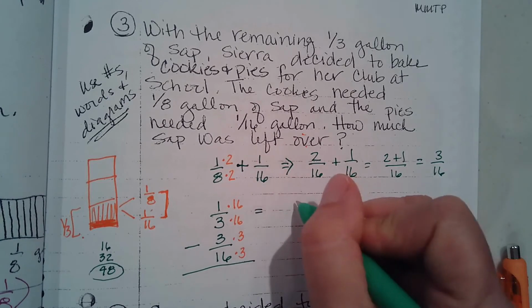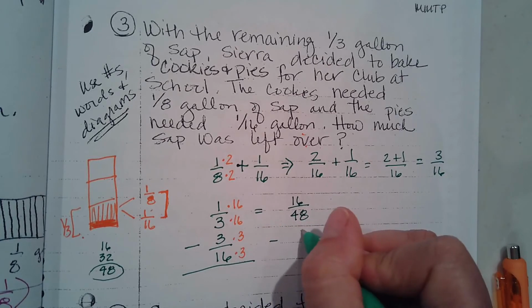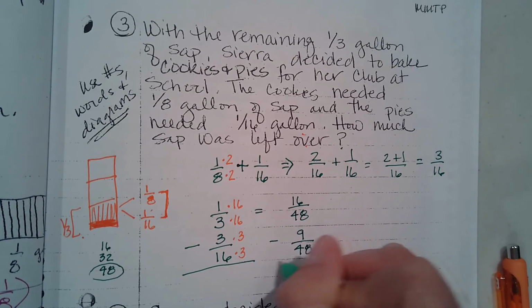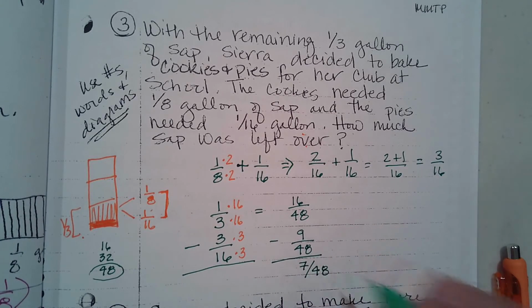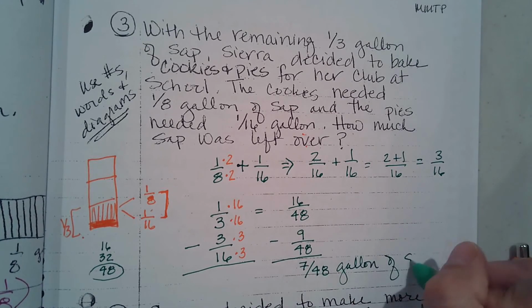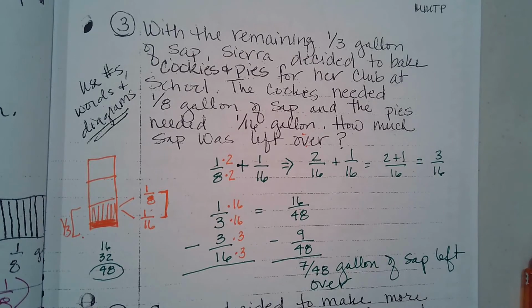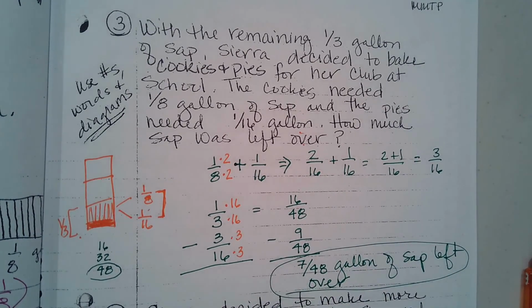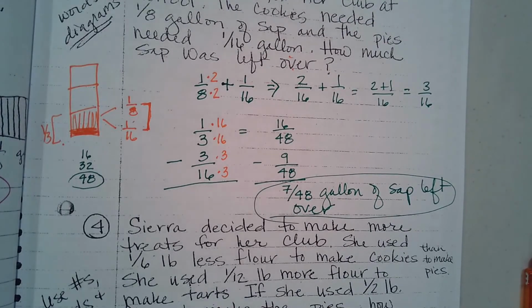So I'm going to pull this out and go 16/48, subtract 9/48. That's going to give me 7/48 of a gallon of sap left over. So do you see how we're just using all the skills that we've been working on? And the strategy, remember, I'm showing you strategy on how to attack the problem. That's what you want to practice on your own.